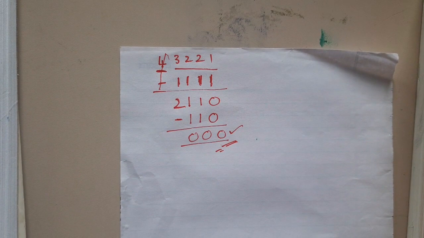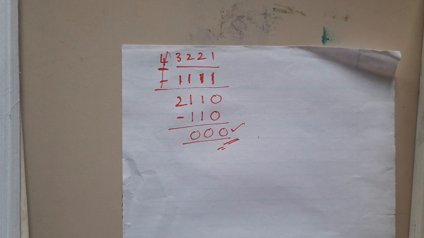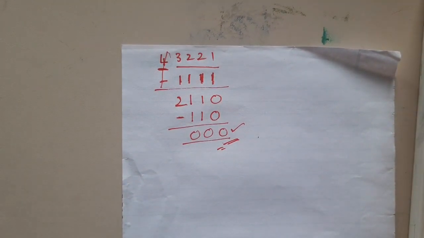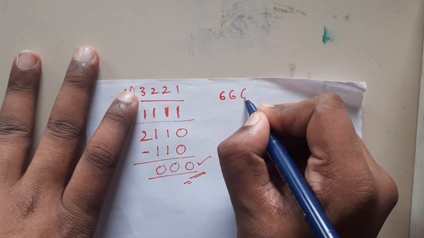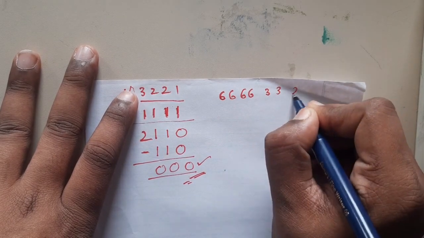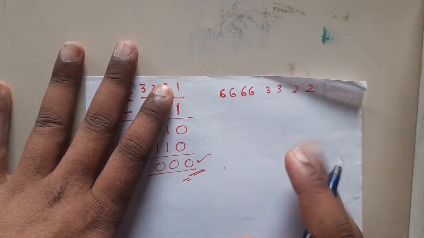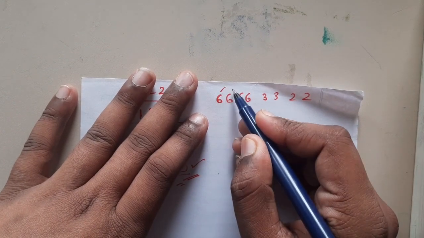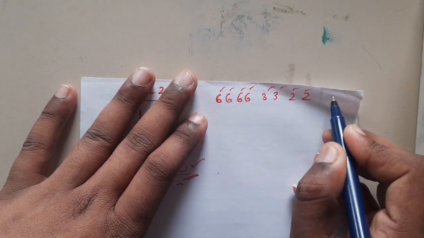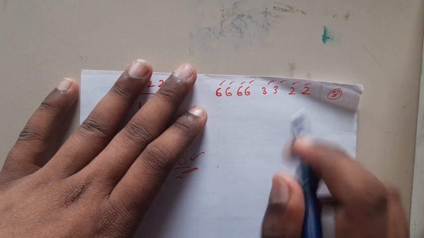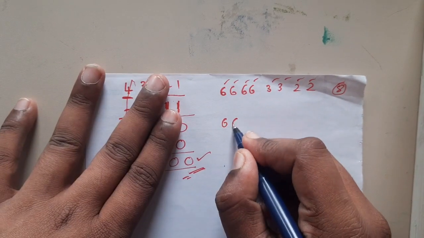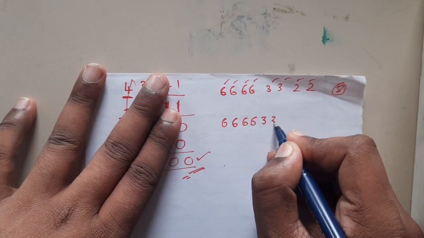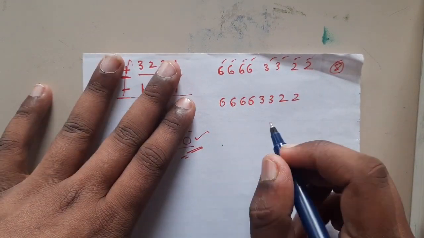Now you might be saying that you took the same example that we did, and that's really small. So let us take a bigger example: 6 6 6 6 3 3 2 2. If you observe, the number of vertices is 1 2 3 4 5 6 7 8, so there are 8 vertices. Let me write it again, because that's not clear.